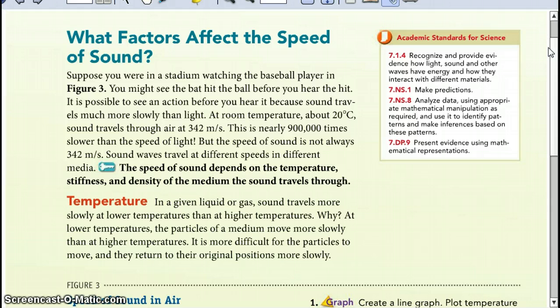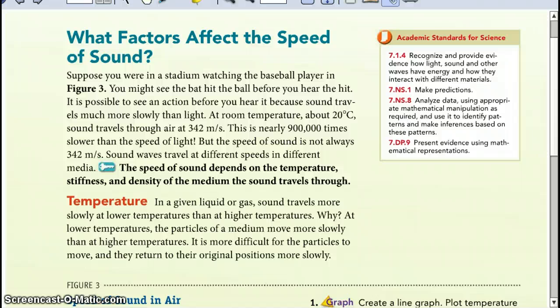What factors affect the speed? Suppose you were in a stadium watching a baseball player in Figure 3. You might see the bat hit the ball before you hear the hit. It is possible to see an action before you hear it because sound travels much more slowly than light. At room temperature, about 20 degrees Celsius, sound travels through air at 342 meters per second. That is nearly 900,000 times slower than the speed of light. But the speed of sound is not always 342 meters per second. Sound waves travel at different speeds in different media.